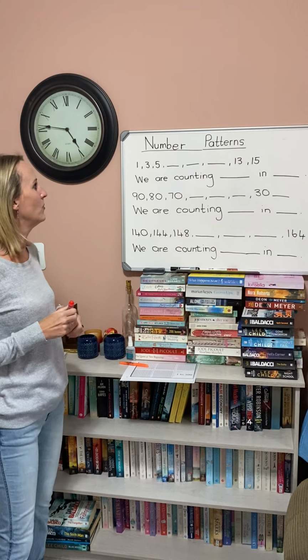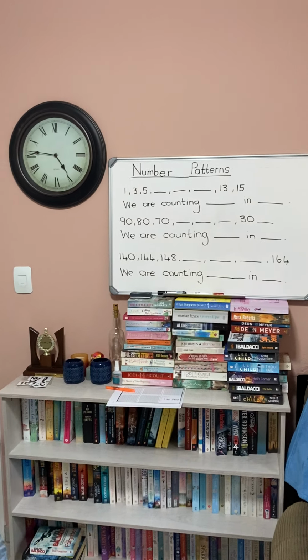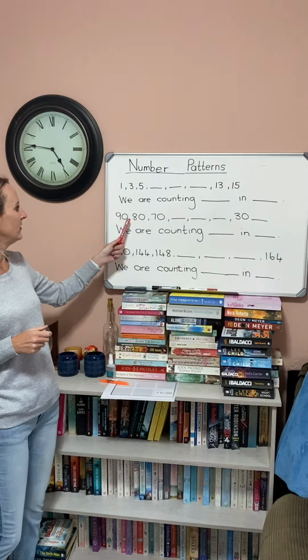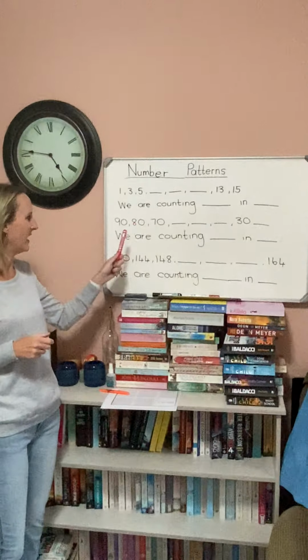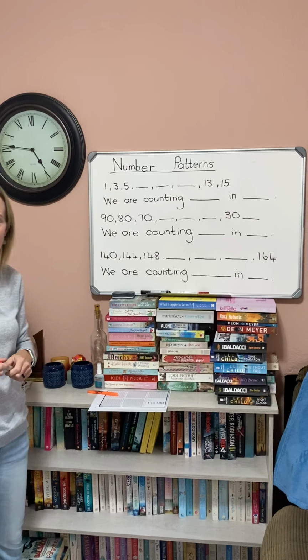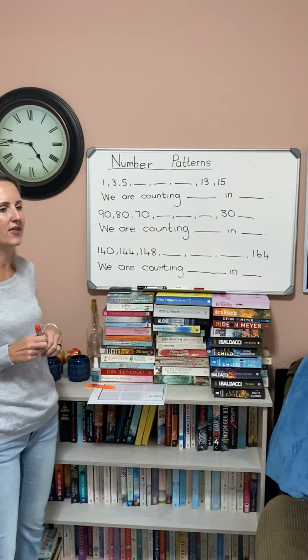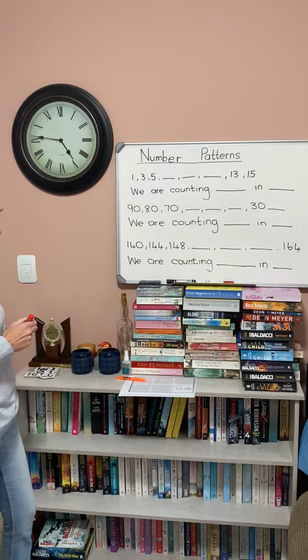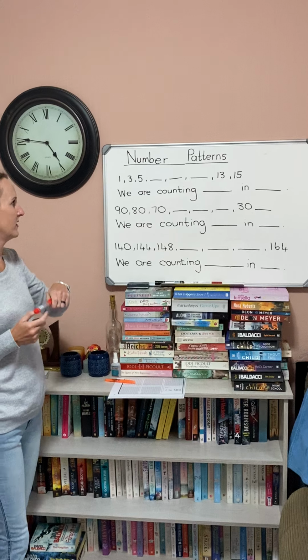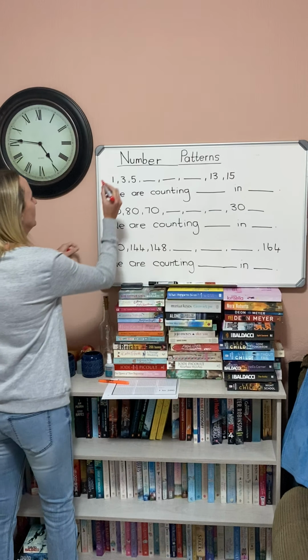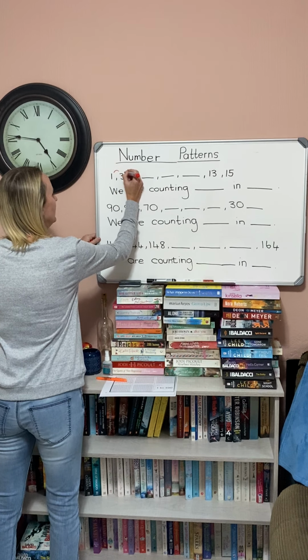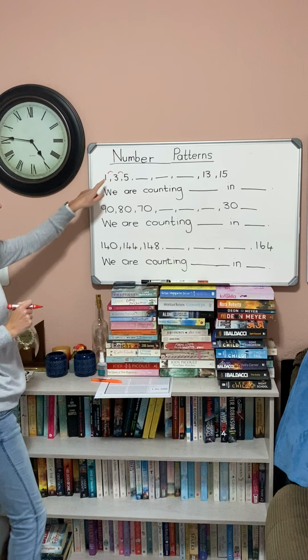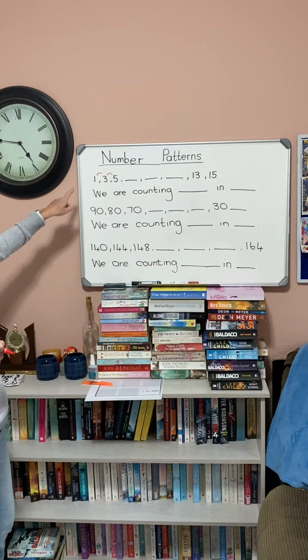So when we're looking at number patterns, boys and girls, especially for grade 3, I will always give you at least 2 numbers together. Here I've given you 3, but I will always give you 2 numbers together so that you can see what they are jumping in. Now when you do number patterns, the first thing you are going to do is see what is the gap between the numbers. So what are they counting in?